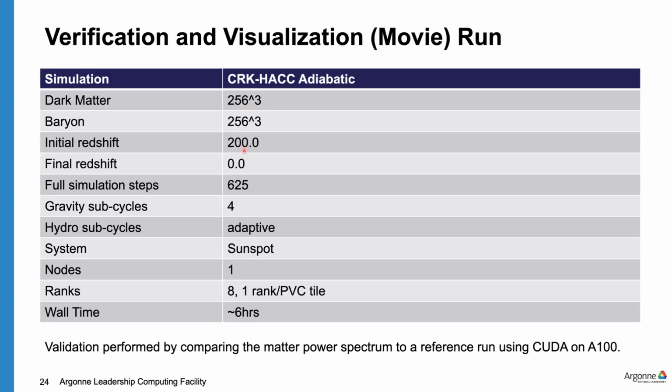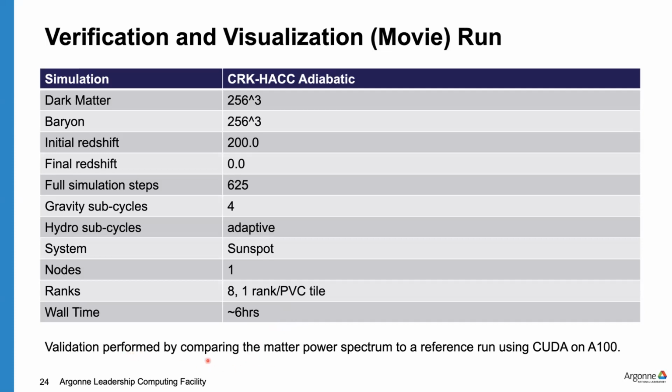Similar to 56 cubed dark matter and baryons, now starting at Z of 200 and V of 0. This is the full time scale of a real simulation, with the full 625 time steps for gravity subcycles and adaptive time stepping for the hydro subcycles. We ran this on Sunspot. This is a single node, but one rank per PVC tile. So again, this is how we would run in production. And this wall time is approximately 6 hours.